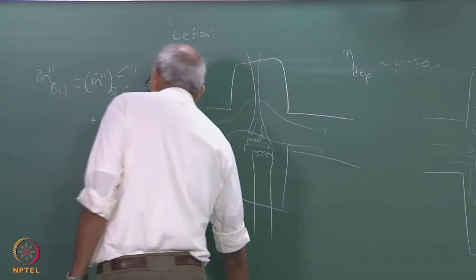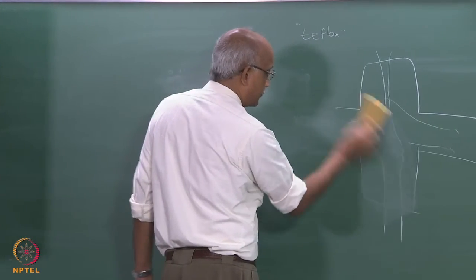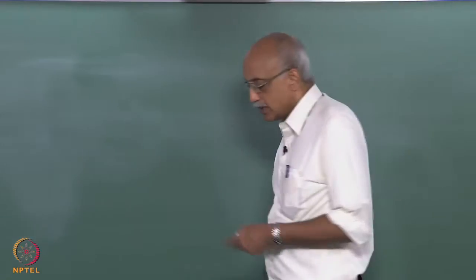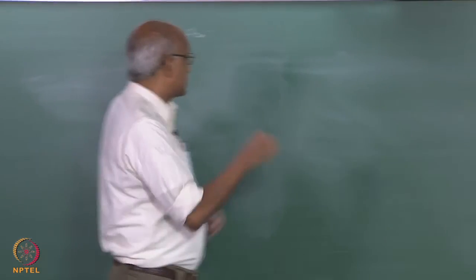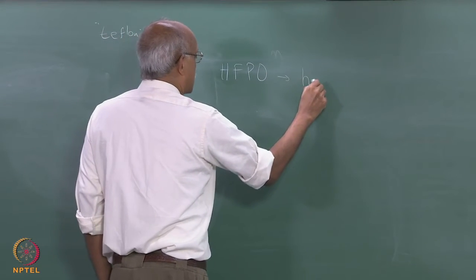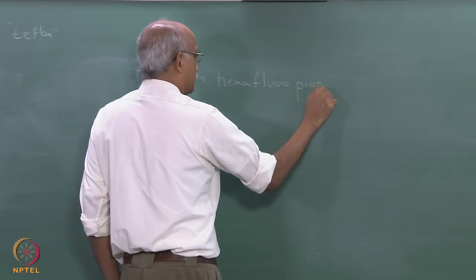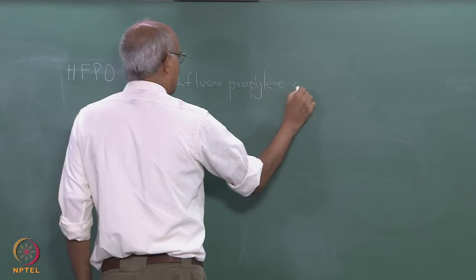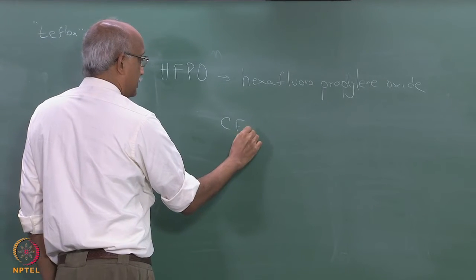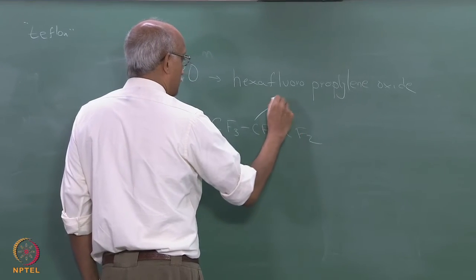So, CVD, particularly the hot wire CVD process, has gained favor as a method for depositing Teflon because it offers certain advantages. In a hot wire CVD reactor to make Teflon film, you use something called HFPO as your precursor, which stands for hexafluoropropylene oxide, which has the configuration of CF3, CF, CF2, O.